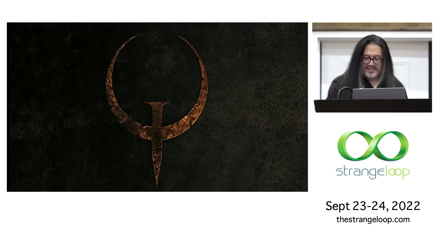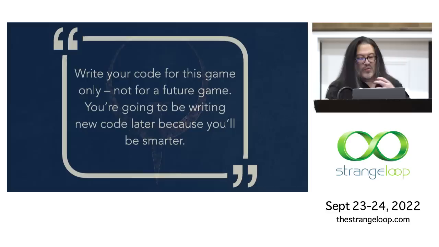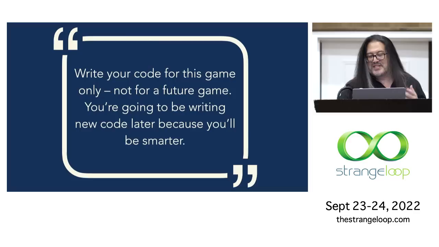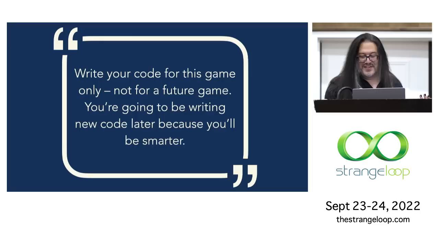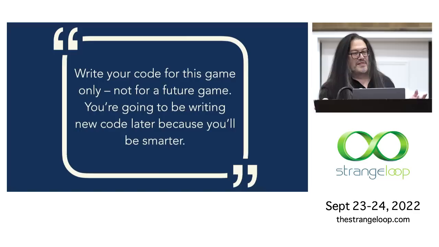Again, we just started with a clean code base. No code from Doom was used in Quake, which was another one of our principles of development back then. Write your code for this game only, not for some future game. You're going to be writing new code later anyway because you're going to be smarter, and you're not tying yourself down to the limitations of your past code. So get used to inventing new things all the time. In fact, back in the 80s, everyone wrote all the code for the games over and over again. If you ever remember the Ultima series, every Ultima was brand new.